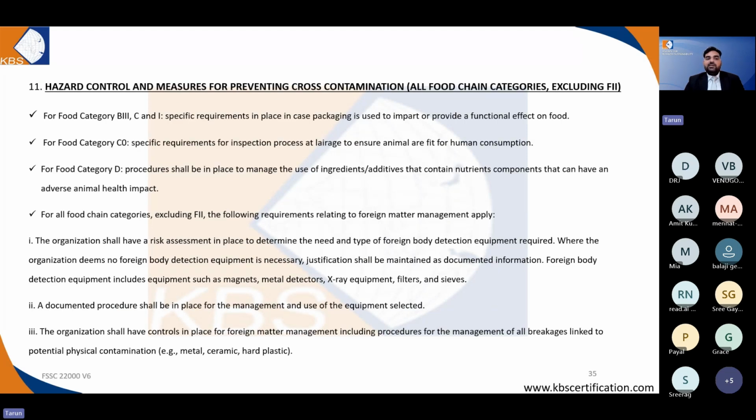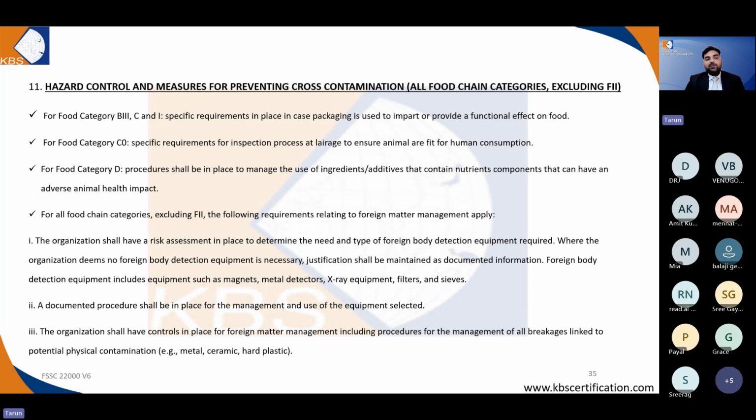Hazard control and measures for preventing cross contamination. In this category, a metal detector, X-ray machines, sieve, or filter are all required. Any item which is not a part of your product should be considered a hazard to your food. In this case, you will be making a control over the hazard. This is how you control cross contamination. In this category, they have more focus.